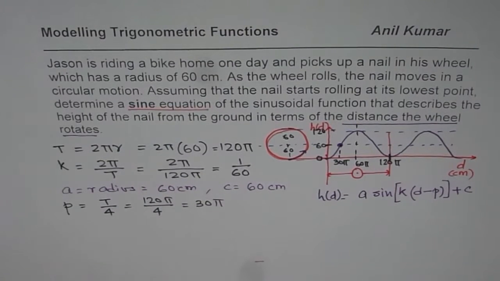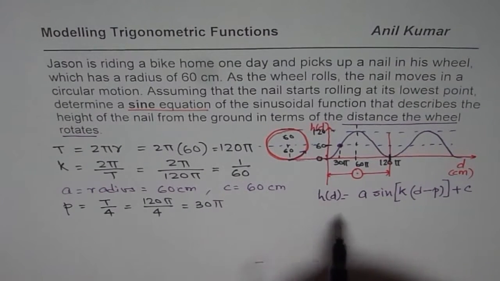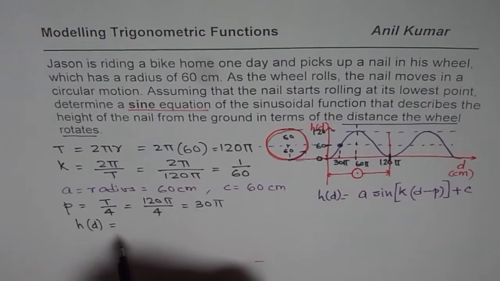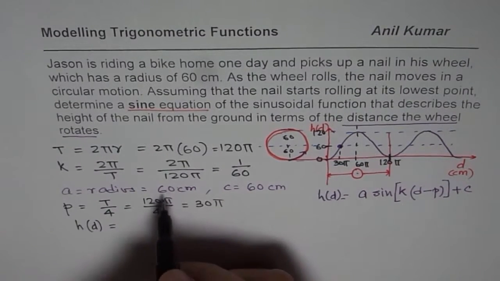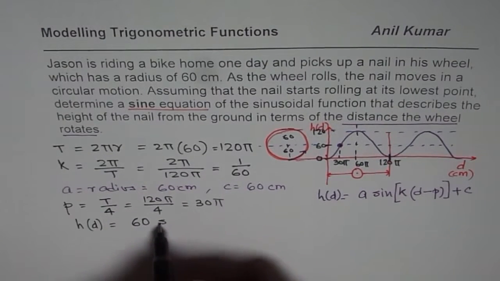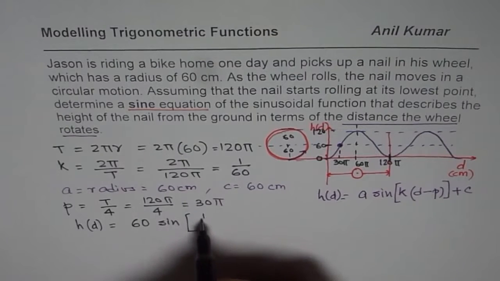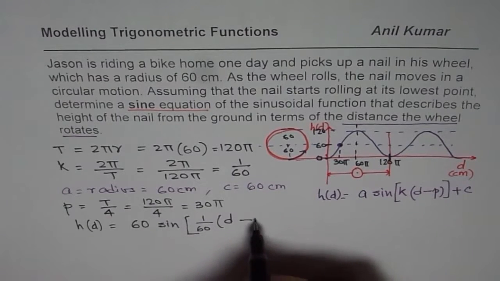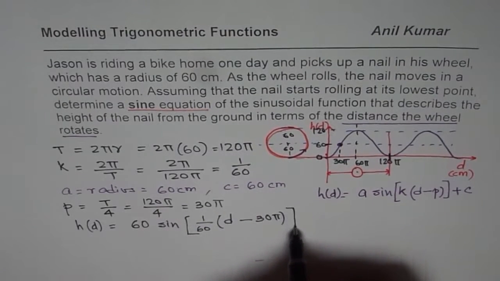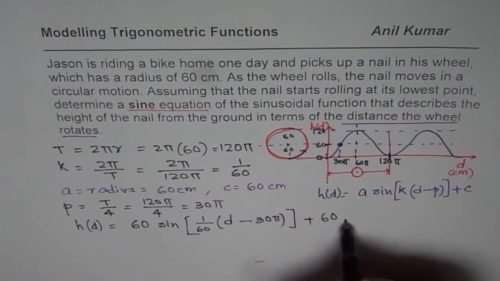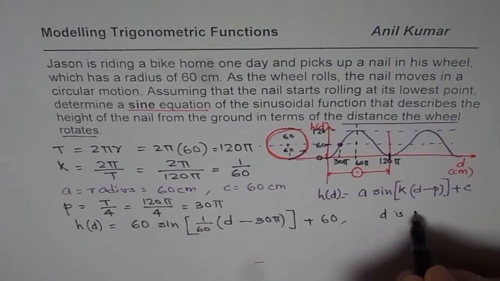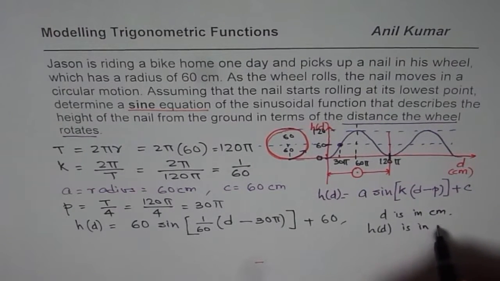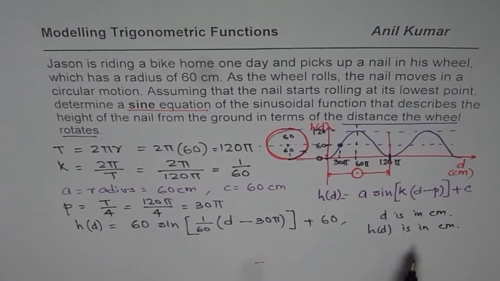Now putting all the things together, we can write our sine equation, which is height in centimeters equals amplitude 60 for us, the radius, times sine of k, which is 1 over 60, times distance d in centimeters minus phase shift of 30 pi, plus 60 the axis, right? Now in this particular case, d is in centimeters, so h of d is in centimeters also, right? So those are the units, and that's the equation.